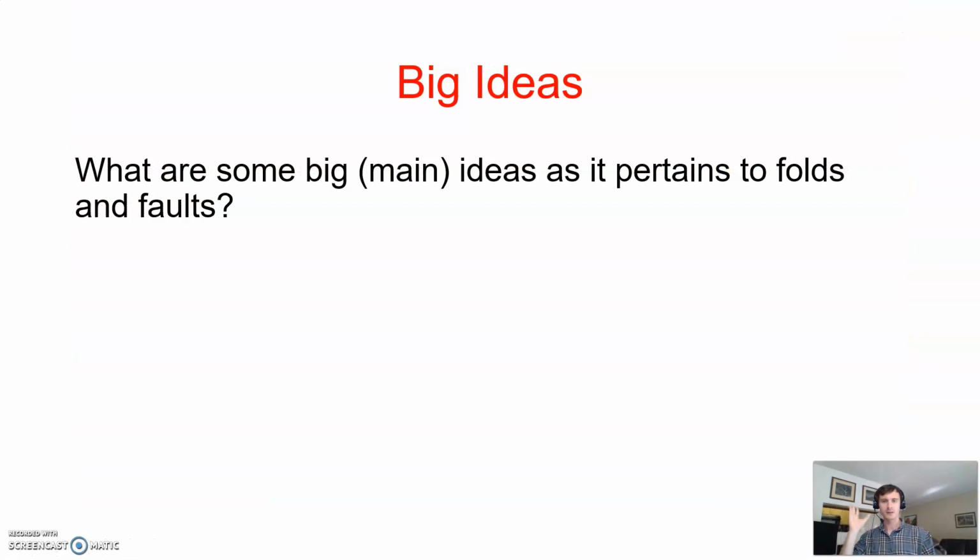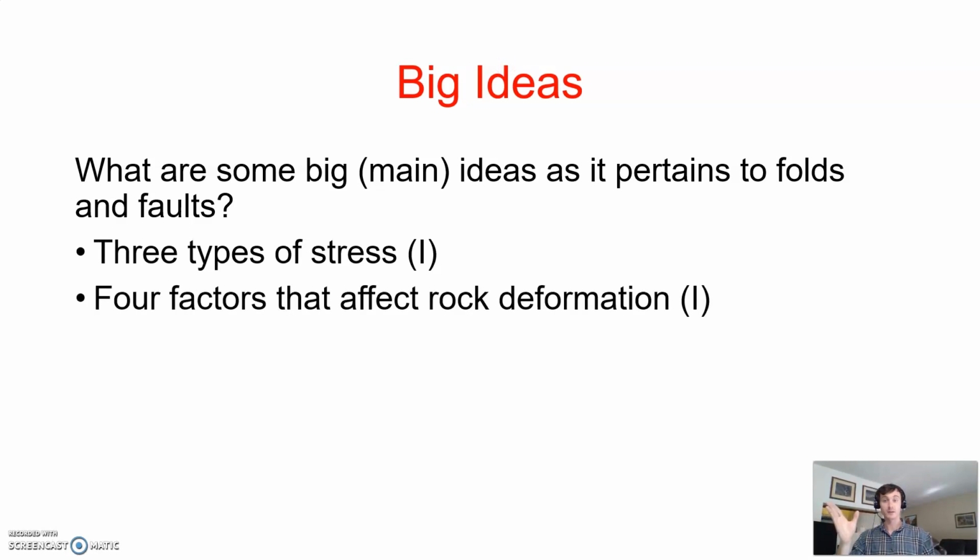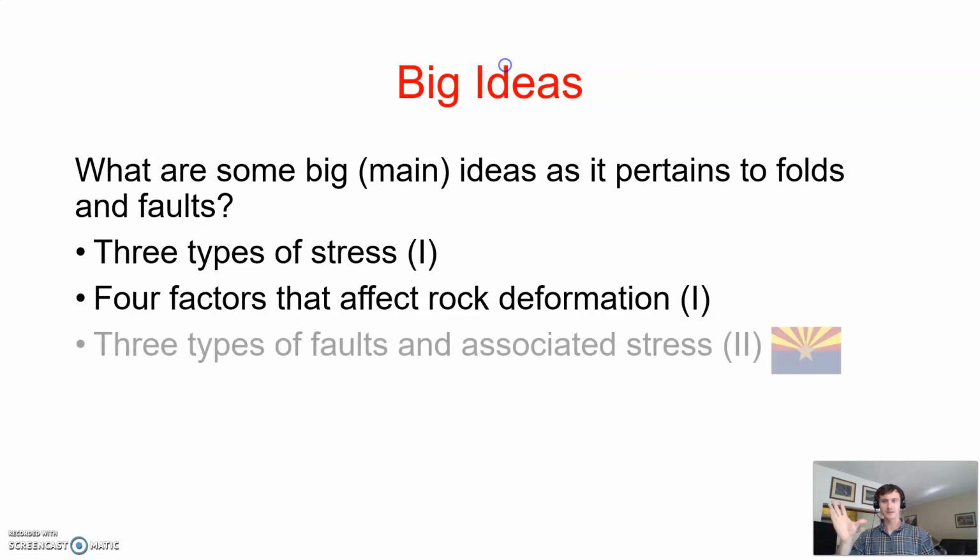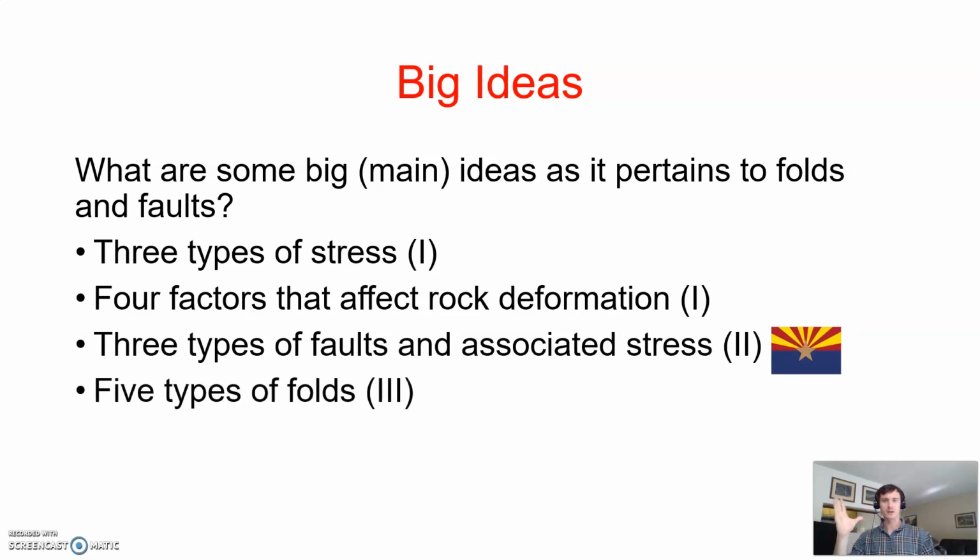So what are the big ideas? Well, the first thing you would need to know is that the last numbers of the access code are 8, 3. You need to be familiar with the 3 types of stress that we've covered, the 4 factors that might affect rock deformation. What are these 4 factors? What are the 3 types of faults and the associated stresses along with them? And what are our 5 types of folds that we have covered?